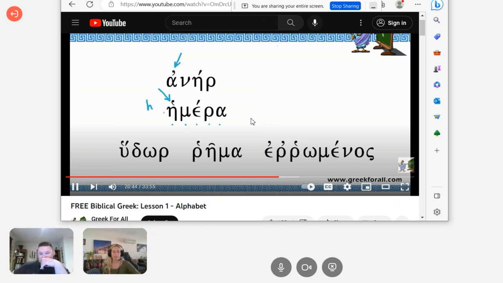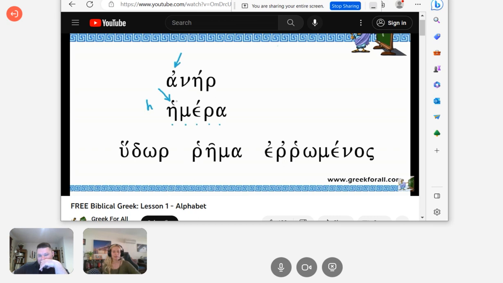There are two ways you could pronounce this rough breathing mark. Some people give it a deeper, rougher pronunciation, which comes from the depth of your lungs. And I prefer a softer pronunciation. So throughout this course, I will use the softer pronunciation. Let's look at a few more examples. If Greek words start with the letter upsilon or the letter rho, they will always have the rough breathing mark.